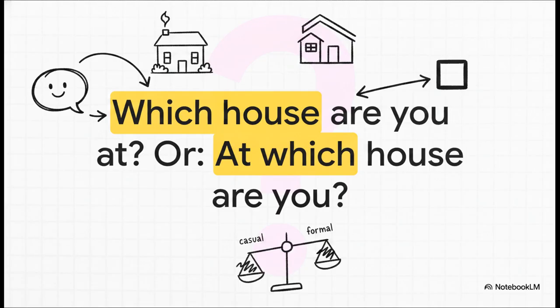Generally, a preposition precedes its complement, right? But in certain clauses, we actually get a choice. Do you use the conversational end position, like the first example, which house are you at? Or do you use the highly formal pre-pronoun placement in the second example, at which house are you? Both are completely valid grammatically, but they instantly signal entirely different levels of formality and register to your listener.